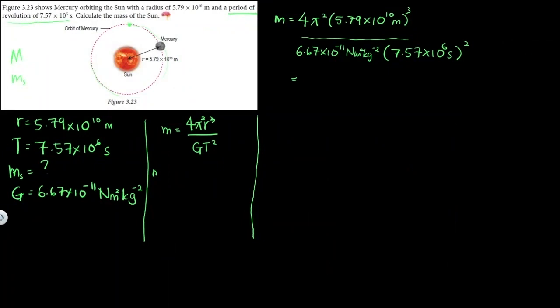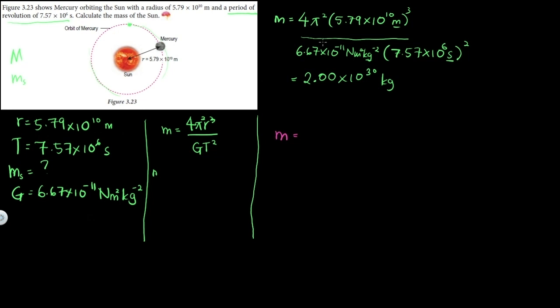what is the value? 2.00 times 10 to the power of 30. What is the unit? The mass should be kilogram, because we already use base units in all of the variables. Of course, you can check the unit by doing the same operation with the units.